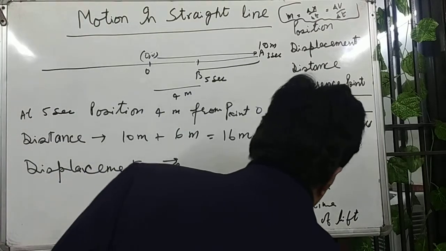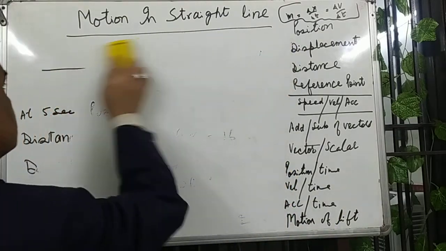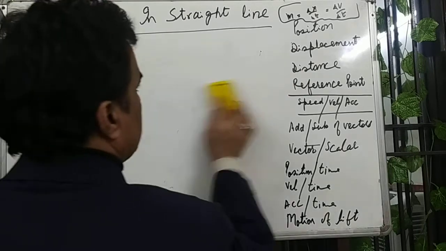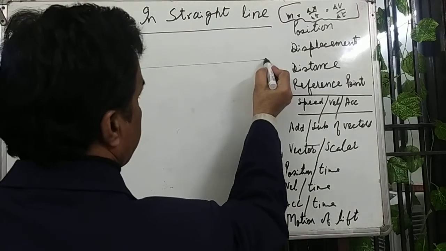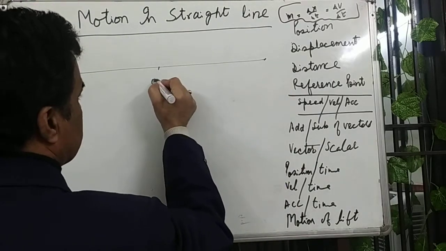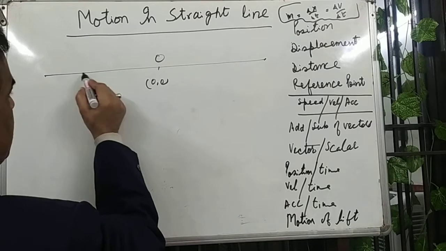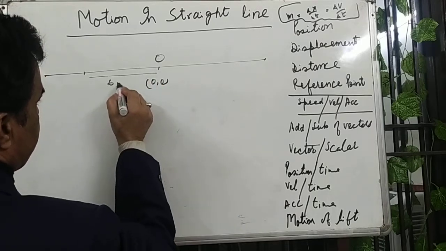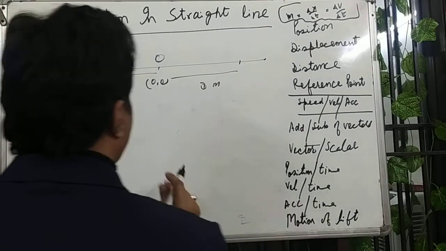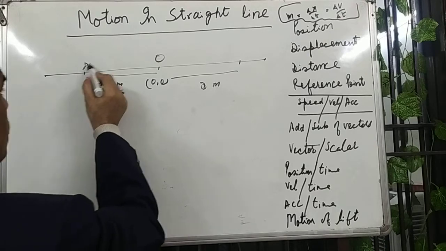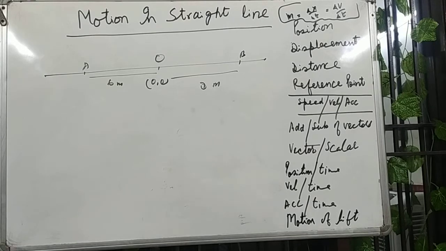My next question is: a person moves from, this is the reference point, this is 0, we are saying this is O, the reference point. Suppose from here this distance is 6 meter and this is, let it be, 8 meter, and the person moves from A to B. Now what is the displacement?